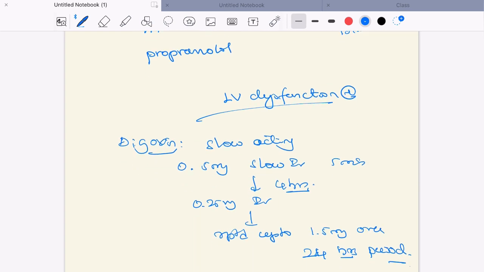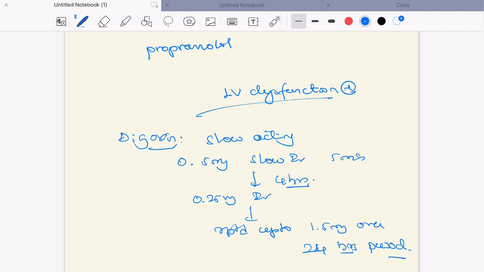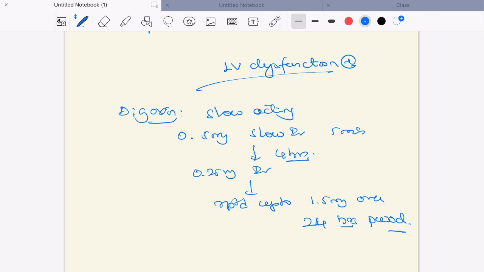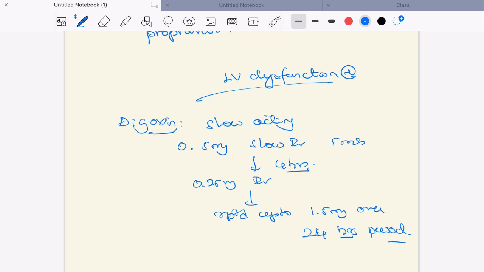And what if left ventricular dysfunction is present, in the form of LV ejection fraction less than 40% and signs of heart failure? You have to use digoxin. Digoxin is a slow acting, less potent antiarrhythmic drug. So it is slow acting.